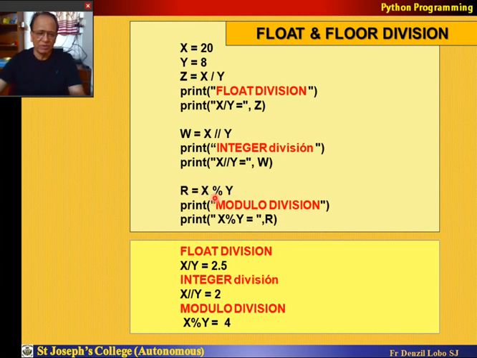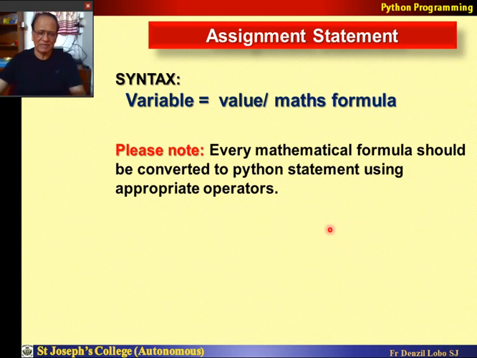Modulo division. So it will give you the remainder. x modulus y here will give you the remainder. 20 modulus 8 will give you a remainder of 4. It goes 2 times, 16. Therefore 4 is the remainder. So this will give you an idea about these three operators. Other ones are very easy.